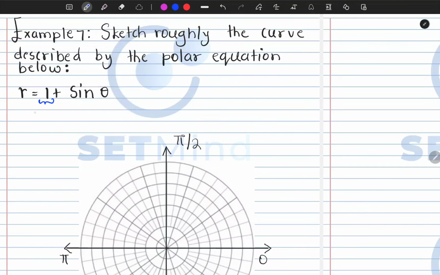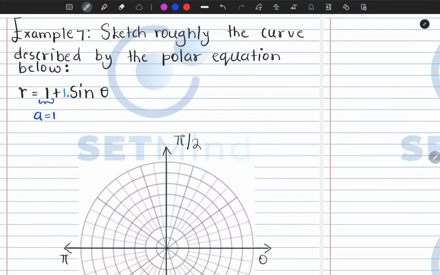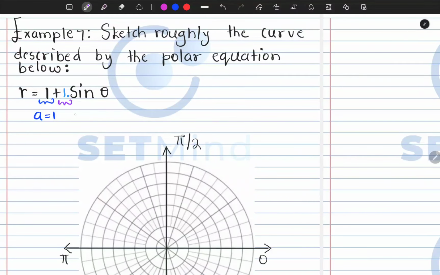What we need to realize is that our a equals 1, and since we do not see anything multiplying the sine, we know that there is a 1, which means our b will be 1. And guess what? Our a divided by b will be 1 over 1, which equals 1. And guess what? This means we have a cardioid.